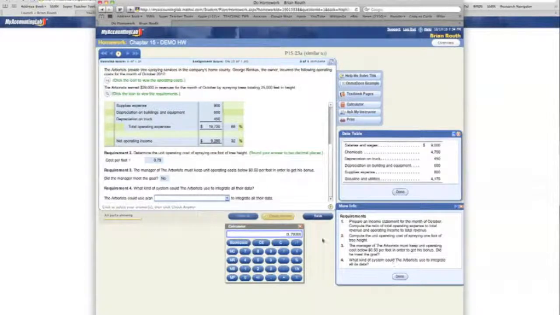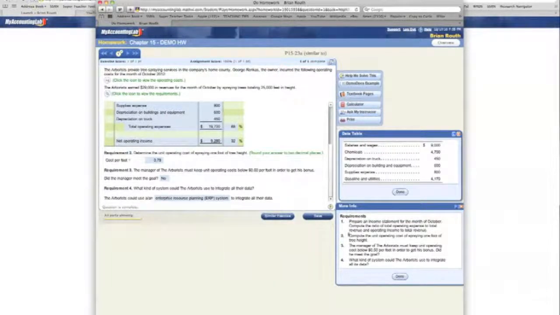What kind of system could the arborist use to integrate all their data? The arborist could use A or AN, one of the 3, to integrate all their data. In this case, the best choice is an ERP system, Enterprise Resource Planning System. Check answer. Nice work. Click OK, and it allows you to save it and move on to the next homework problem that's been assigned.